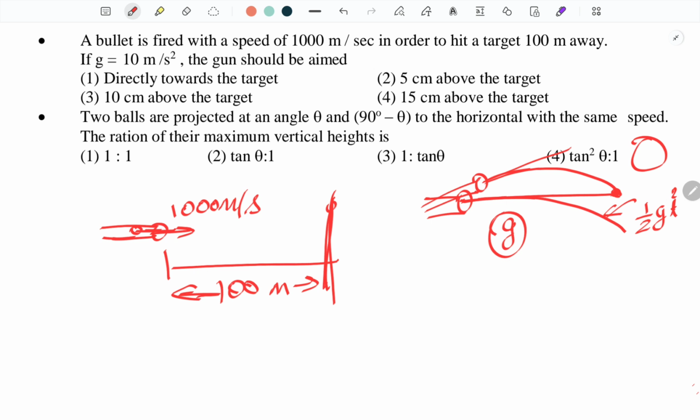So first of all, let us find the time. Time is distance by speed. Distance it has to travel is 100, speed is 1000. Okay, you get clearly 0.1 seconds.